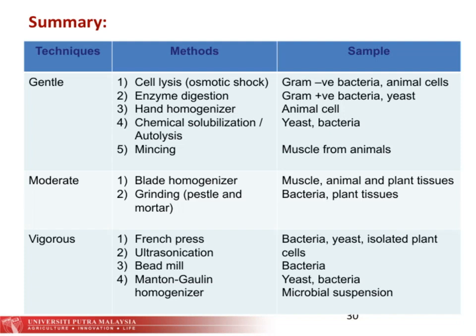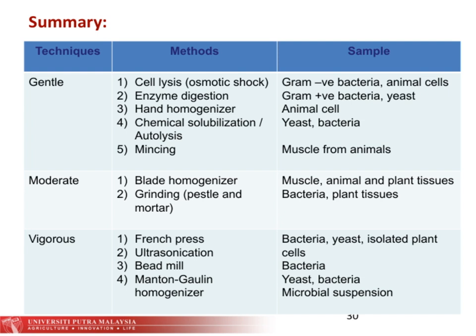Let's take a closer look at the techniques, methods, and samples used for cell disruption. Starting with the gentle methods, these are typically used when we want to preserve as much of the cellular components as possible. For example, osmotic shock through cell lysis, enzyme digestion, hand homogenizers, and chemical solubilization or autolysis. These methods are suitable for samples like gram-negative bacteria, animal cells, yeast, and bacteria, depending on the specific technique.